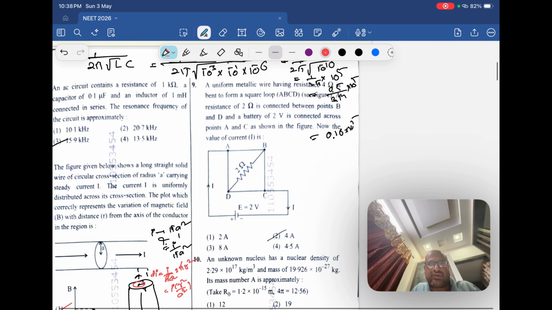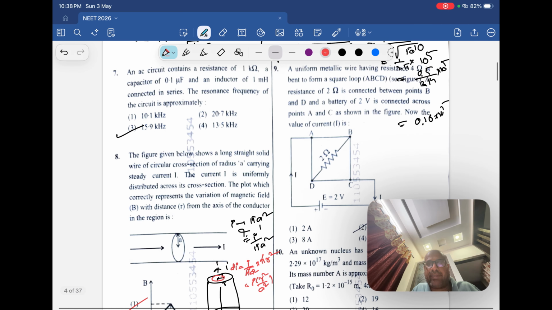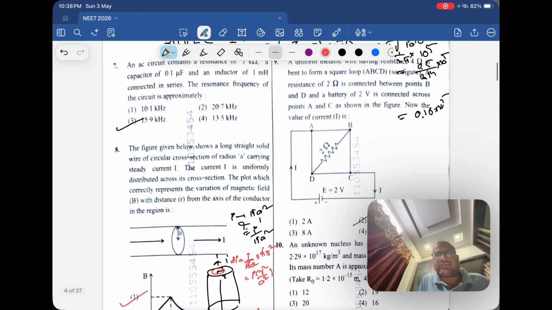What is it saying? A uniform metallic wire having a resistance 4 ohm is bent to form a square loop. So all sides equal. So each side's resistance will be how much, beta? 1 ohm. So this will be 1 ohm, this will be 1 ohm, this will be 1 ohm. Okay, and a 2 ohm is connected like this, and it says a battery of 2 volts is connected across points A and C. Fine.